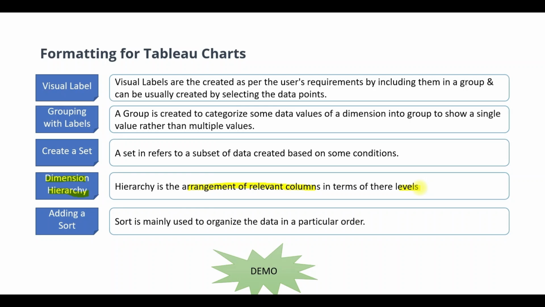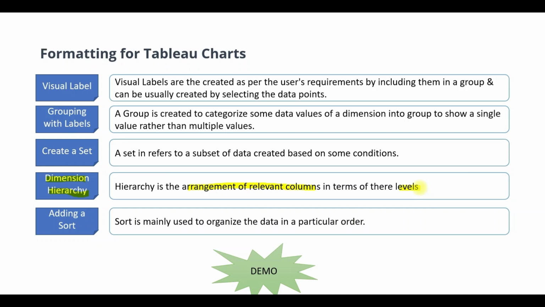Again, we have different geographical elements, and we can create a hierarchy of them. For example, we have the country, the state, the local districts, and the pin codes. All of them can create a geographical hierarchy.